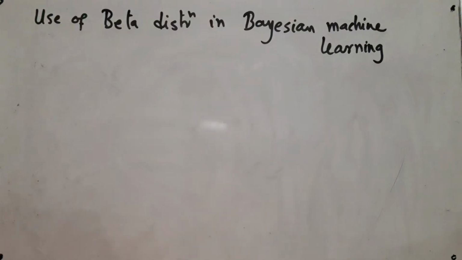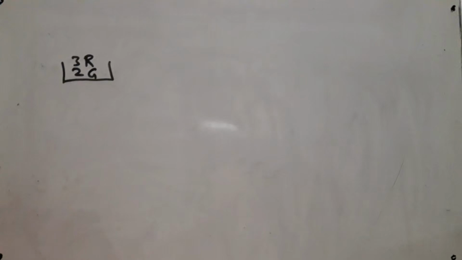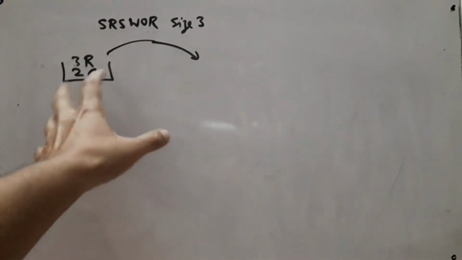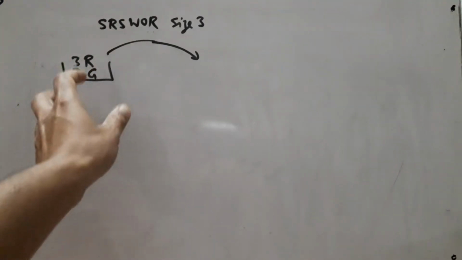In this video, we are going to discuss one use of beta distribution in Bayesian machine learning. Now, this is a somewhat heavyweight topic, so let's start with something which is easier and has nothing to do with the beta distribution. Suppose that we have a box with 3 red and 2 green balls, from which I draw a simple random sample without replacement of size 3. In other words, I put my hand in the box, mix them up and pick any 3 balls.